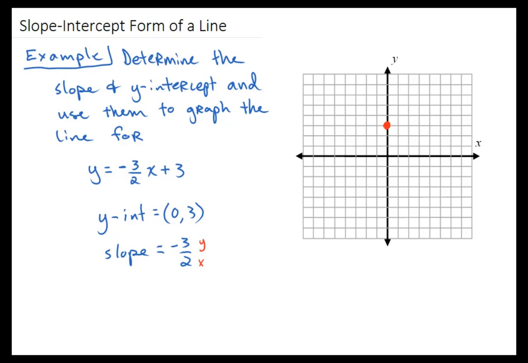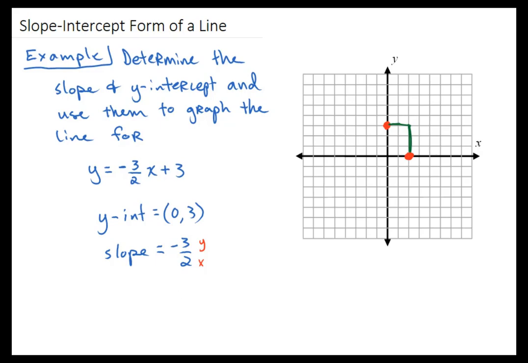So I'm going to do my little green tracers again. From my y-intercept, I'm going to go right 2, and then I will go down 3. And that'll give me the placement of a second point. Now I want to do a third point, but I want to talk about the slope here a little bit.